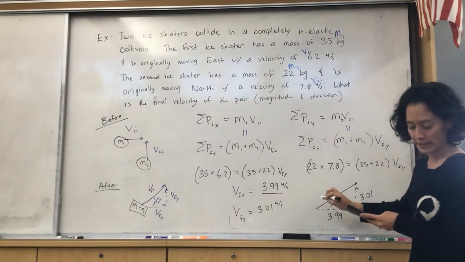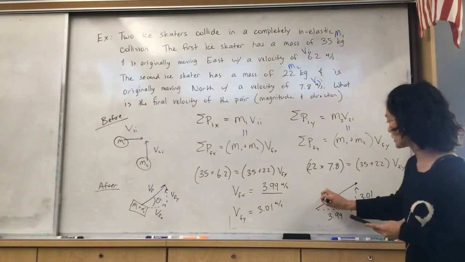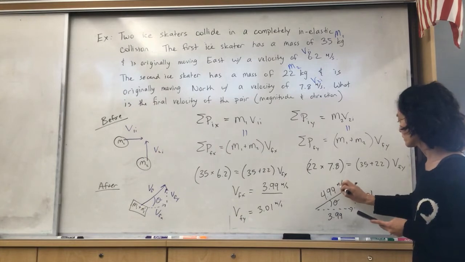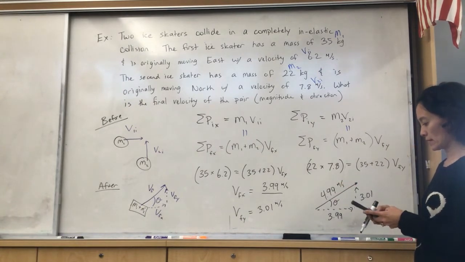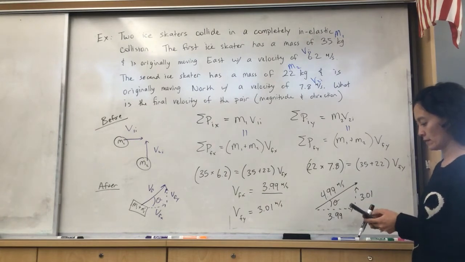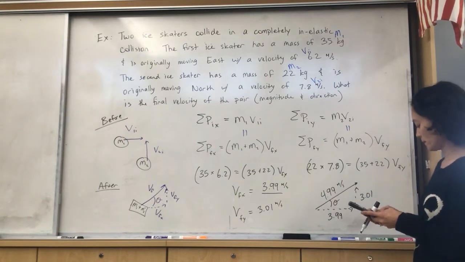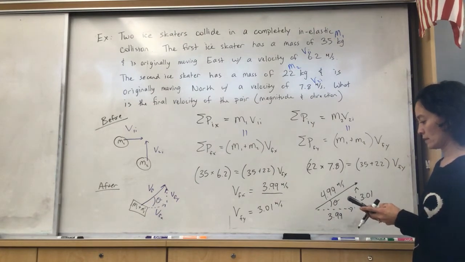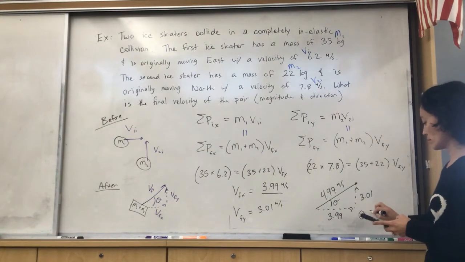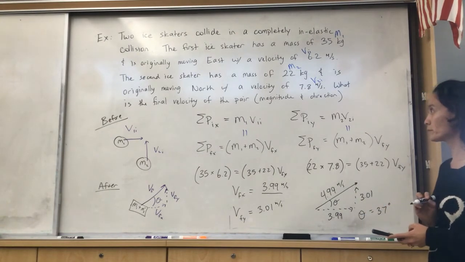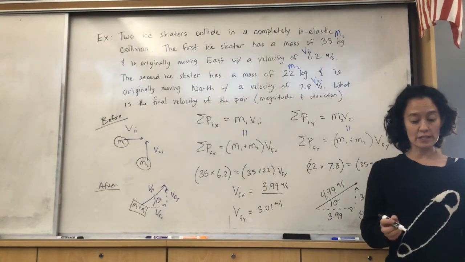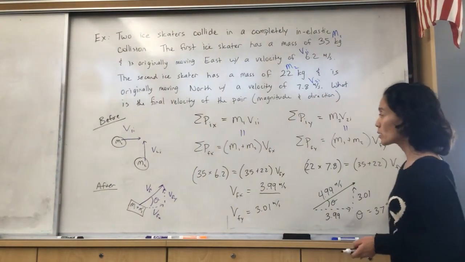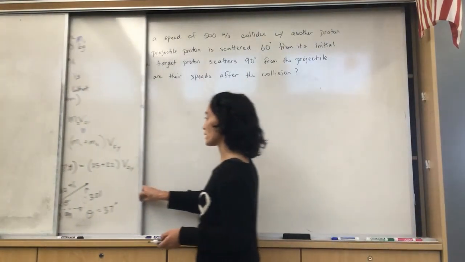I get 4.99 meters per second, and my angle, I get 37 degrees. Okay. So that's a case where you have a completely inelastic collision and they stick together. Let's look at a case that's a little bit more complicated, where they don't stick together.